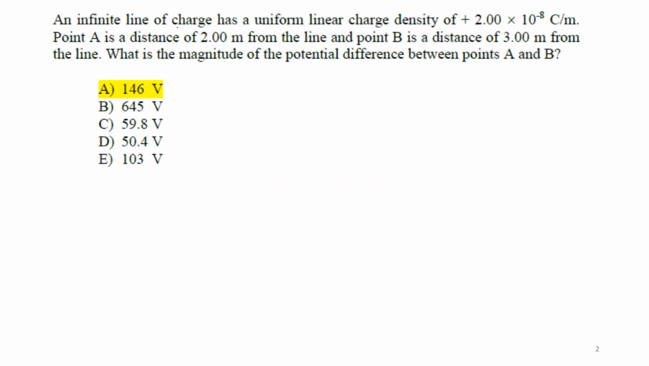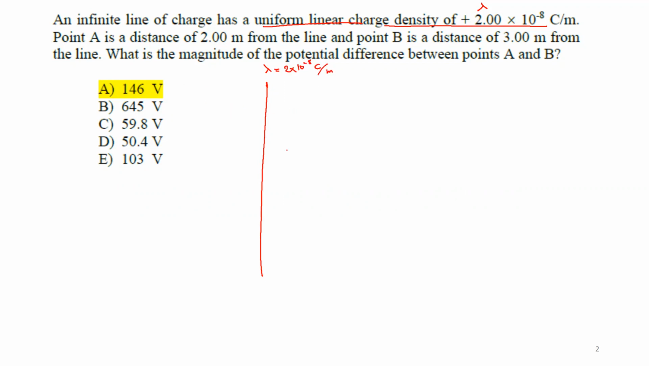an infinite line of charge has uniform linear charge density. So I give you the uniform linear charge density, lambda. So this is the infinite line. It has a uniform linear charge density lambda, which is equal to 10 to the power minus 8 coulomb per meter.